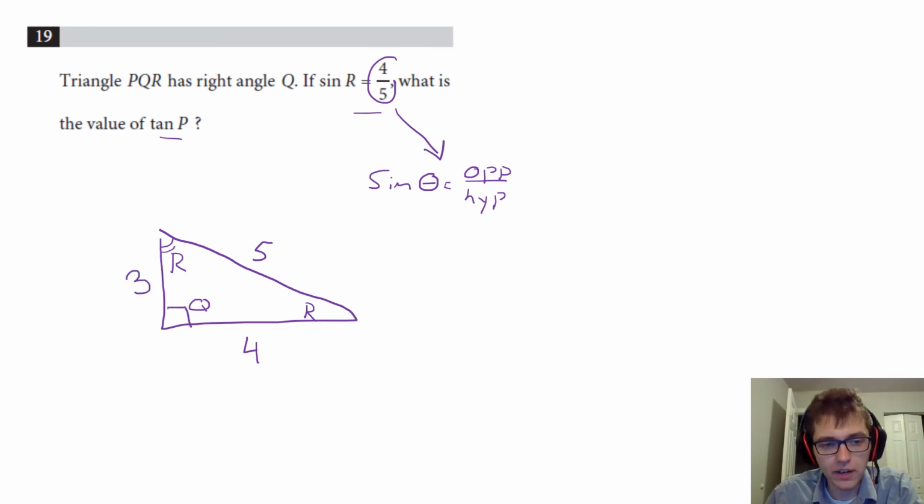So you can write in 3 here. That's just a common one. Any multiple of 3, 4, 5 could be there. But since you have 4 and 5, you have 3 on the short side. So now you go to what is the definition of tangent?